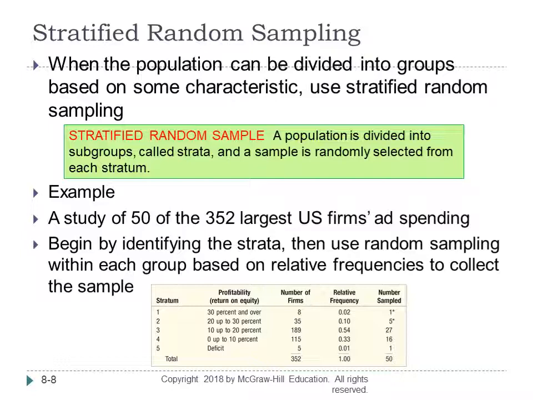And now how many you select from that group depends on the relative frequency. You know your sample size is 50, but you select from each group, your selection is based on the relative frequency for that group. The total number in the sample will be 50 companies.